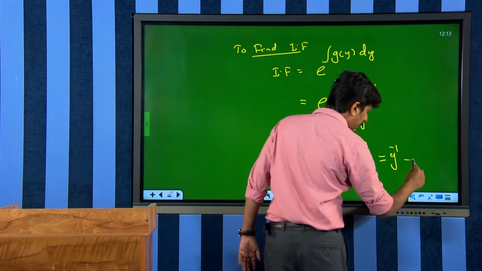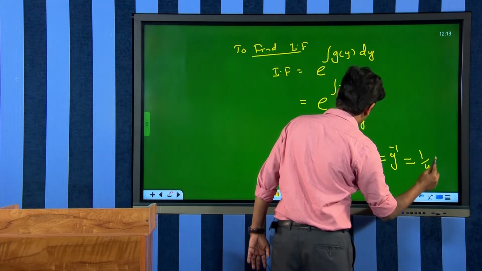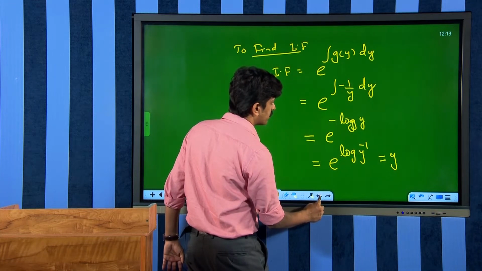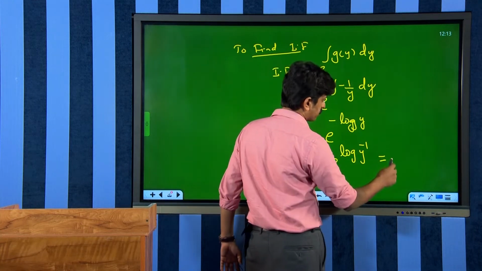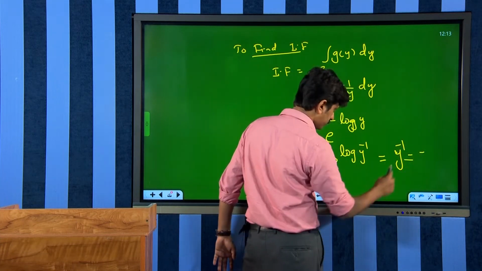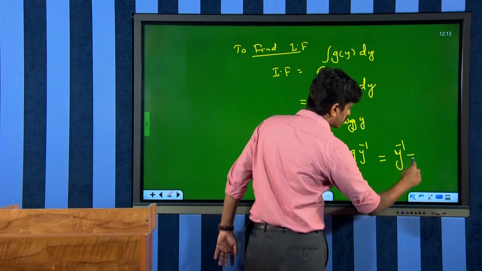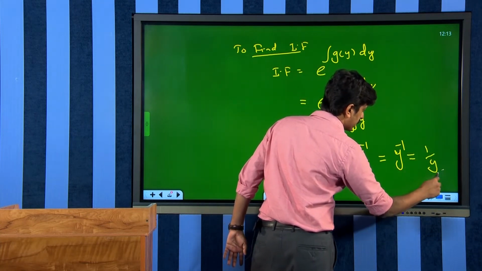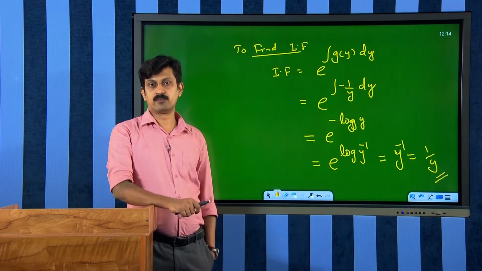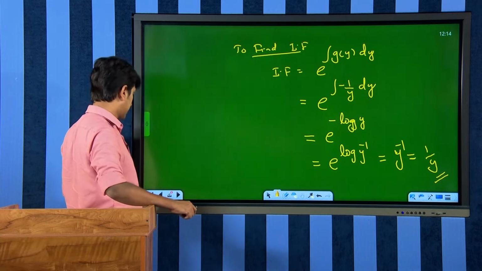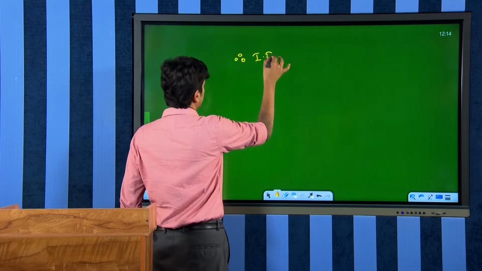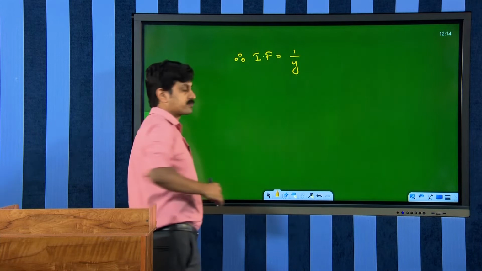That is y raised to minus 1, which is equal to 1 by y. So actually the integrating factor is 1 by y. We found the integrating factor. Therefore, the integrating factor is equal to 1 by y.